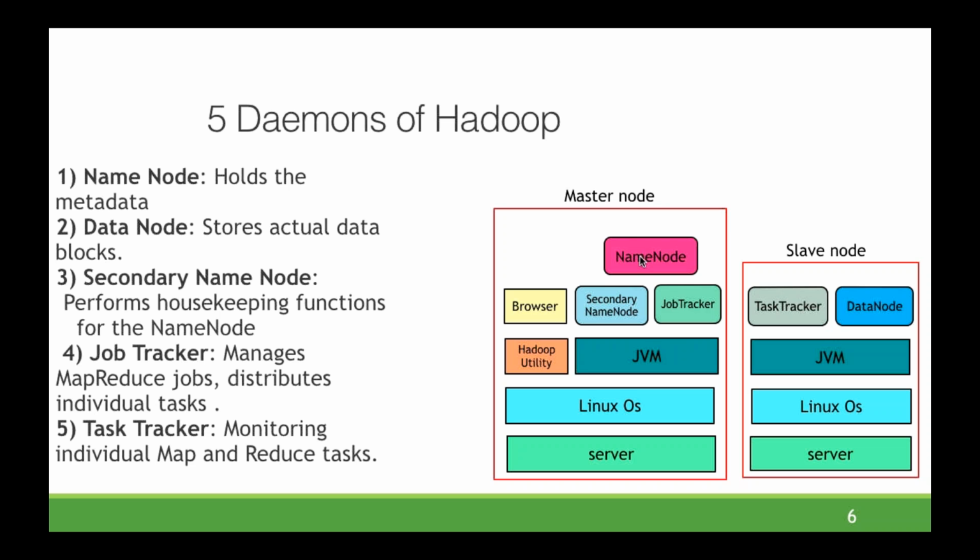Master services will be running on the name node, the secondary name node, and the job tracker. The slave node has the task tracker, and the data node is the HDFS daemon. So for today, we'll be discussing the daemons name node and data node, which are for the HDFS part.